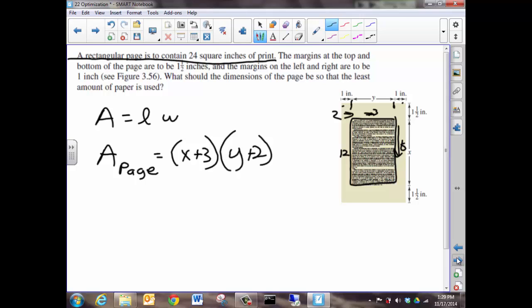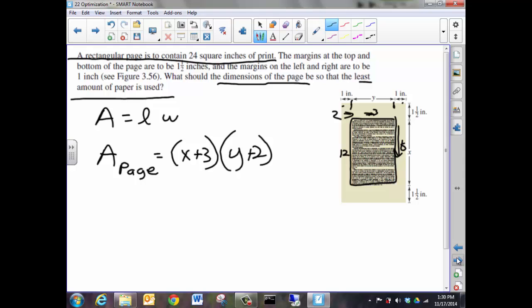Well, we've already done that here. So here's the thing that we want to minimize, right? What are the dimensions of the page so that the least amount of paper is used, so the area of the paper. So we want to minimize this. But what's the problem with taking the derivative of that right there? We've got two variables. So, yes, sir?